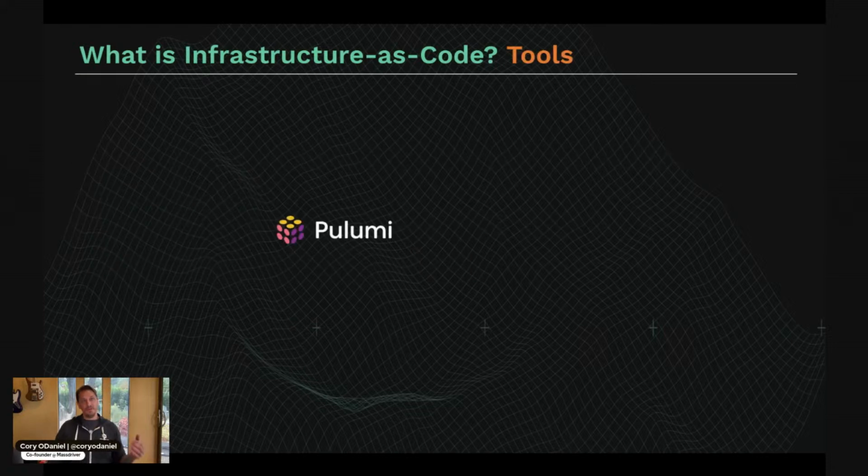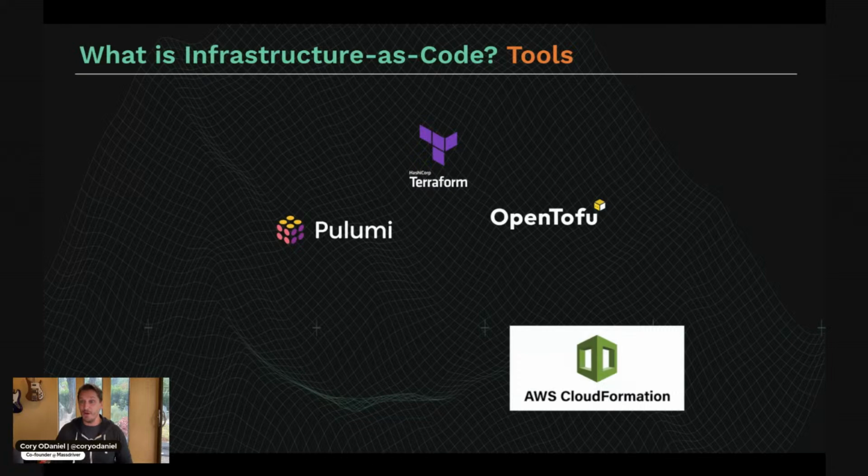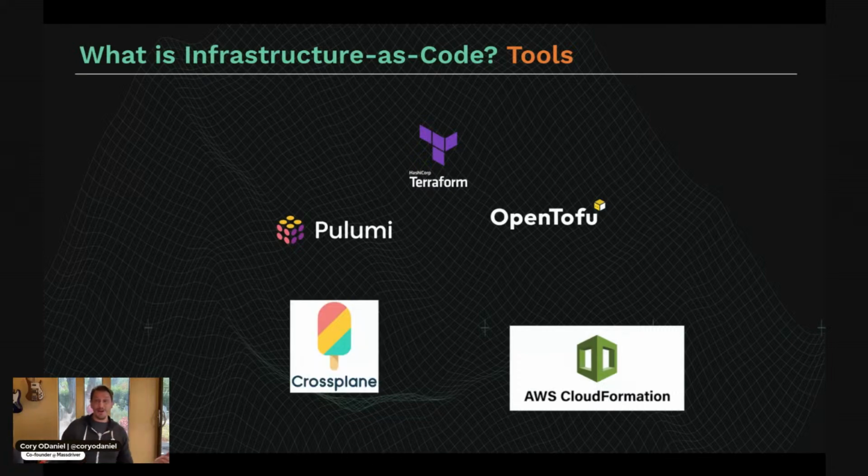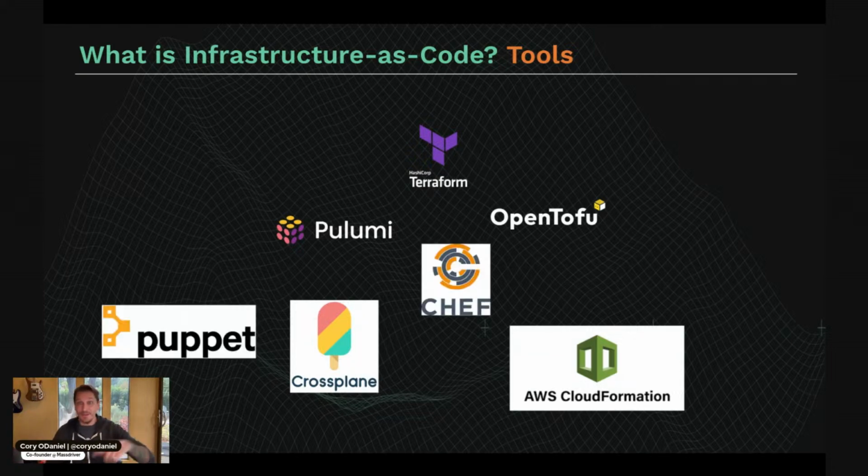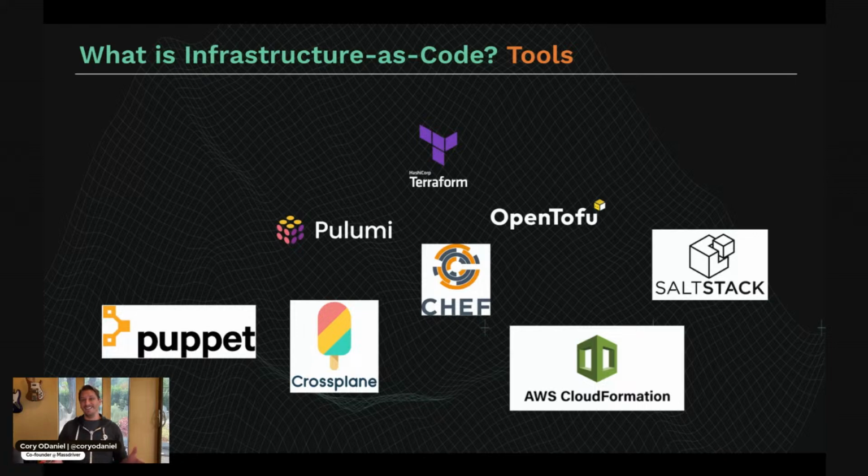So what are the tools in the space? There's Pulumi, there's OpenTofu, which is a recent fork of Terraform that MassDriver is a sponsor of. There's Terraform itself. There's AWS CloudFormation, which just works for AWS. There's Crossplane, which is a Kubernetes-based IaC tool. There's Puppet, there's Chef, there's SaltStack. There's a lot. IaC tools are a dime a dozen, and this is one of the problems.